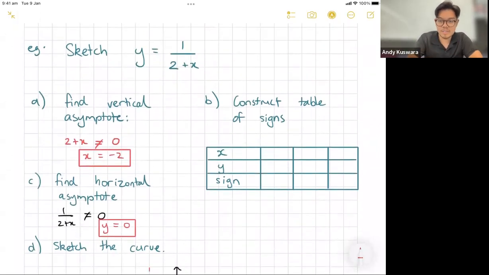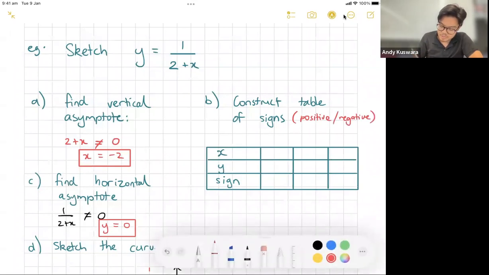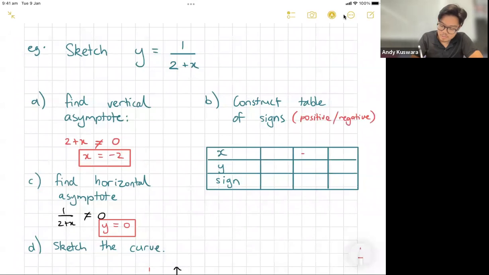Let's hop over to B. Here is a helpful tool. Some of you may know this as a table of values. I'm going to call it a table of signs, because I don't care so much about the value. I care more about the sign, meaning is it positive or negative? That's all I'm looking for. So which values am I going to use? Well, I know that something happens at x equals -2. It's undefined, so my sign is nothing, it doesn't exist. So let's pick a value towards the left of it.